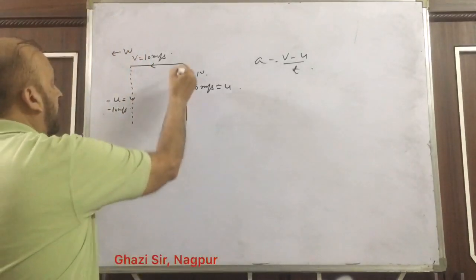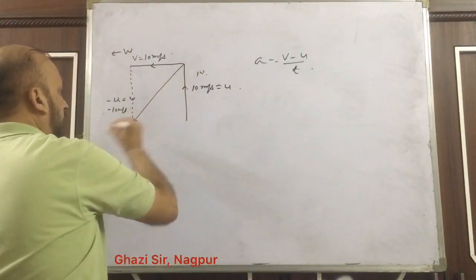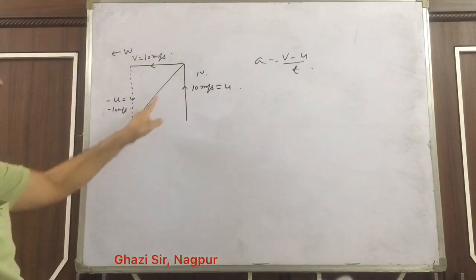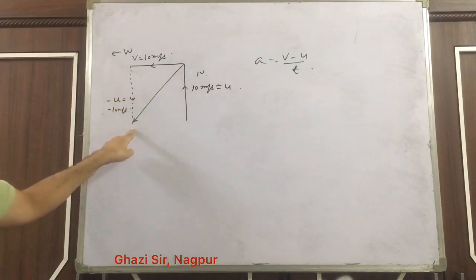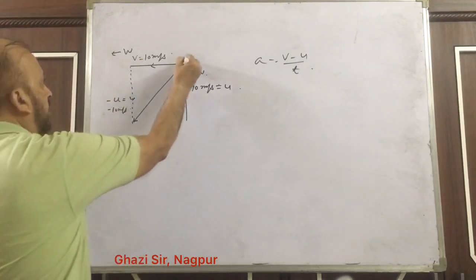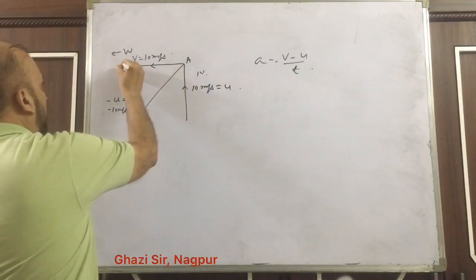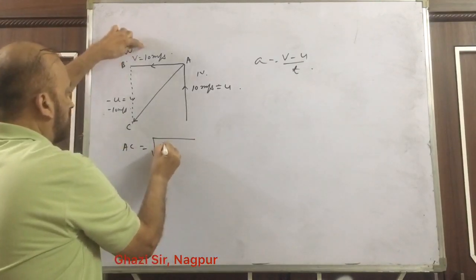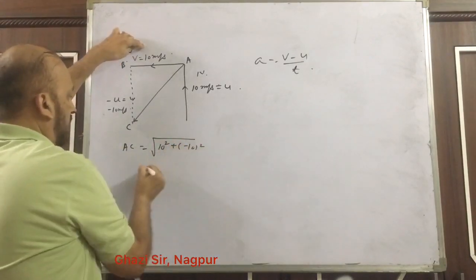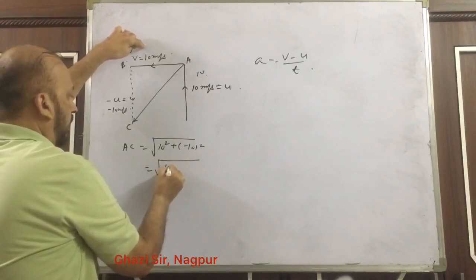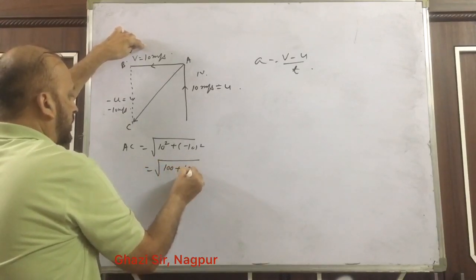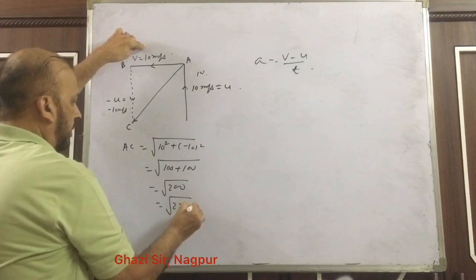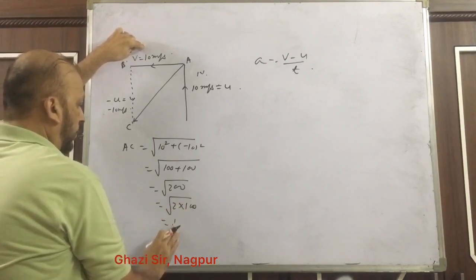So this vector will represent the change in velocity, and this is 10 in magnitude. Apply Pythagoras theorem. Suppose this point is A, this point is B, this point is C. So AC is equal to under root 10 square plus minus 10 square, that is equal to 100 plus 100, that is equal to 200, that is 2 into 100, or that is equal to 10 root 2.